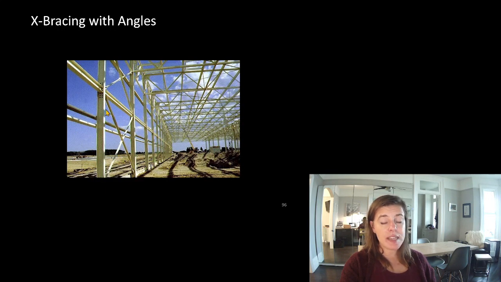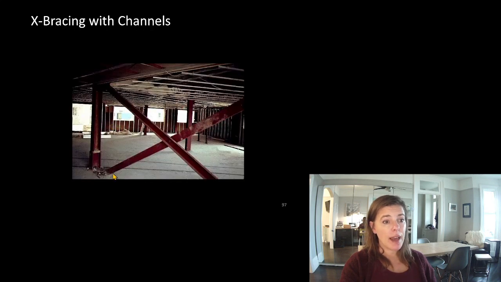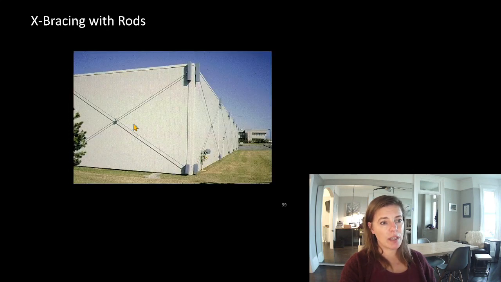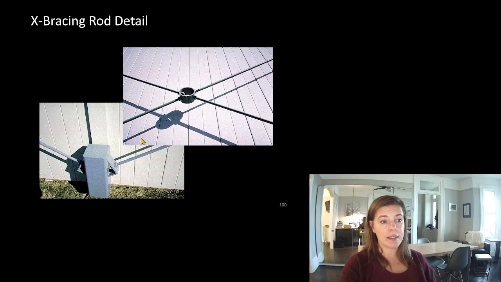X-bracing with angles, these would be tension only. X-bracing with channels, again, they'd be tension only. Rods, definitely tension only. This is usually actually decorative. Sometimes it might be used as the actual lateral system simply because this detailing is so difficult. Now, they have so many of them that the force in each system is only a fraction of the whole of the building, so maybe they were able to solve it with some unique detailing. So you can see here's the detail at the base, and here's the detail at the midpoint where they intersect.